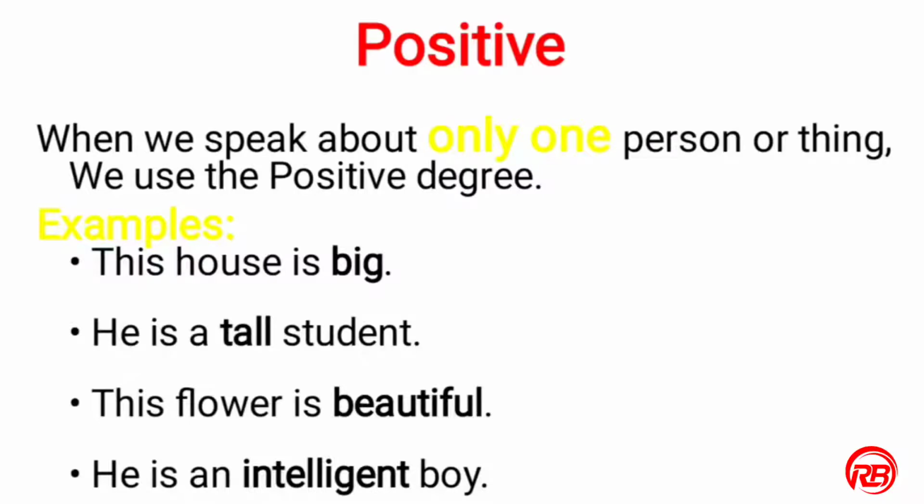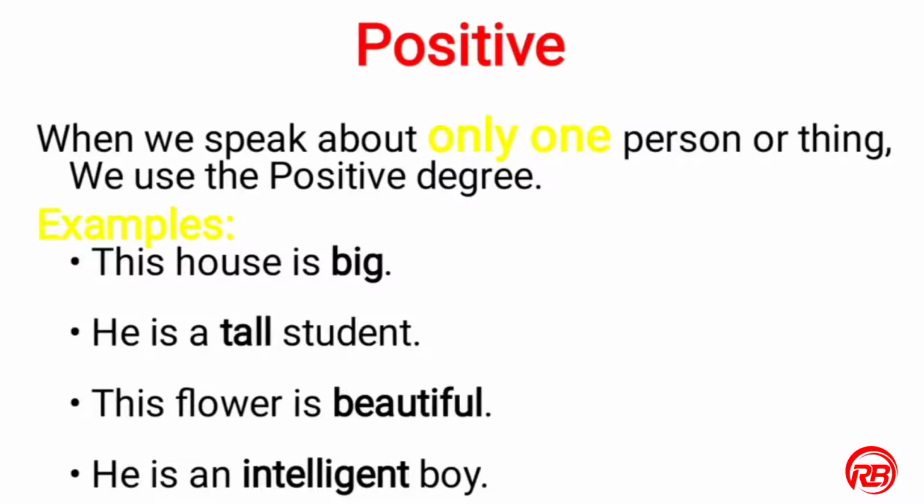When we speak about only one person or thing, we use the positive degree. Here I have given you a few examples. This house is big. He is a tall student. This flower is beautiful. He is an intelligent boy. In these examples, big, tall, beautiful, and intelligent are positive degrees. And these words are adjectives, and these words also modify the noun.